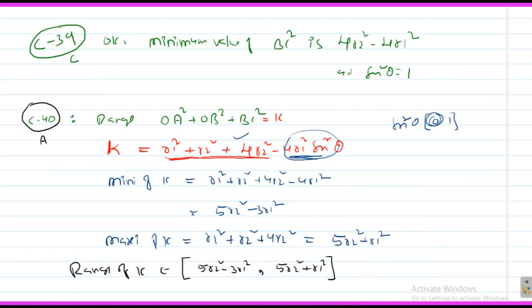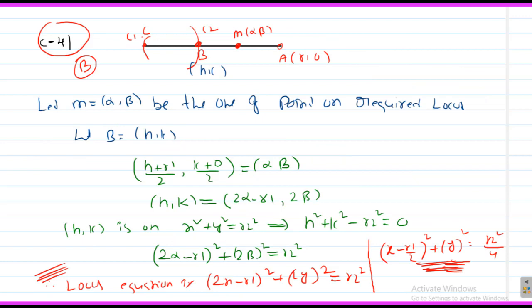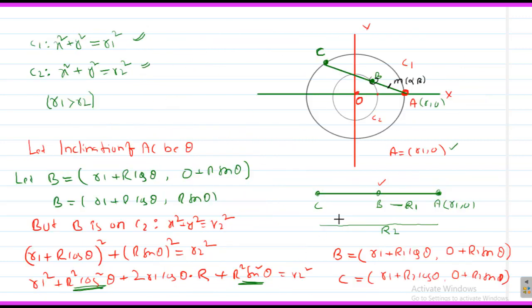So you see the diagram. If inclination is equal to 0, B falls on the x-axis. C also falls on the x-axis only. Understood? Inclination equal to 0 means A is on the x-axis, B is on the x-axis, C is on the x-axis. So your diagram will be like this.